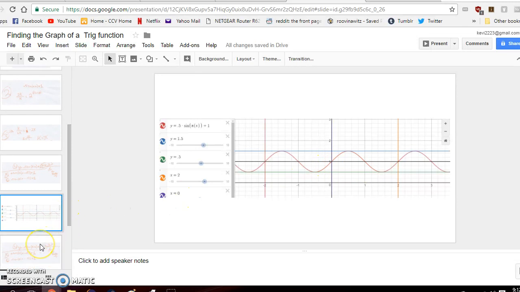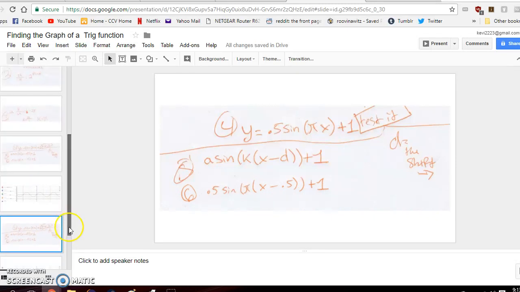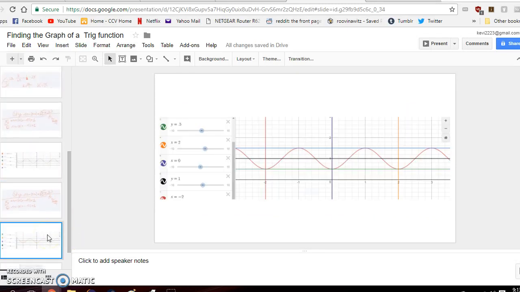And so we move on to step 5, where we establish where a shift would fall into this data, because x needs to shift, but pi does not need to change, k does not need to change. So we plug in d for a shift to the right, or negative 0.5. So we now have this equation of 0.5 sine of pi times x minus 0.5, plus 1. And we can graph that again to see if it matches up.